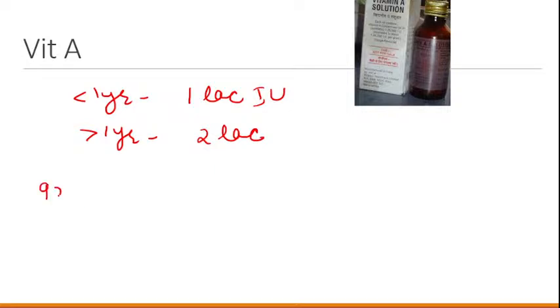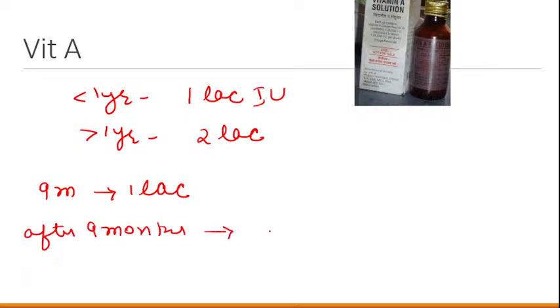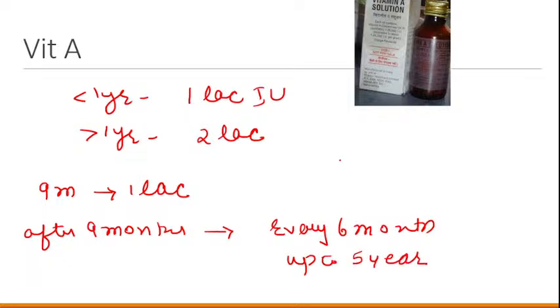So at 9 months we give 1 lakh international unit. After 9 months we give it every 6 months, and every 6 months it is given up to 5 years, right? So a total of 17 lakh international units is given. Very easy.